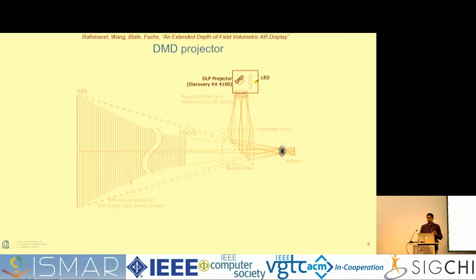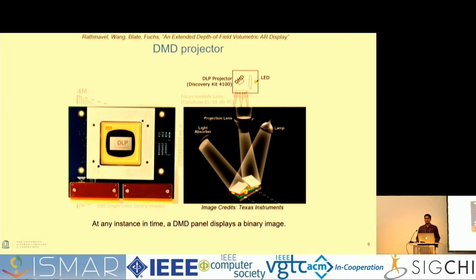So we start with using a DMD projector. A DMD projector basically has many digital micromirrors, about 1 million of them. Each one of them corresponds to a single pixel, and these pixels are either on or off. When it's on, the light from the projector lamp is reflected into the projector lens, and it goes into the real world to be seen. And when it's off, it just basically gets absorbed by a light absorber in the projector.